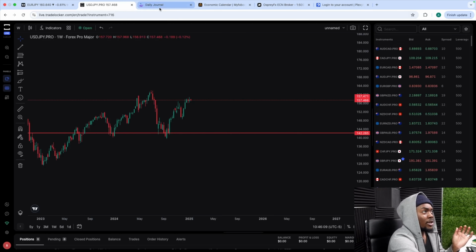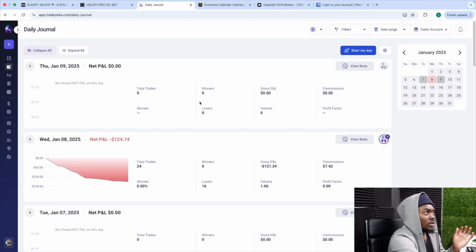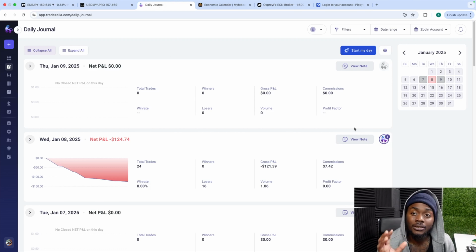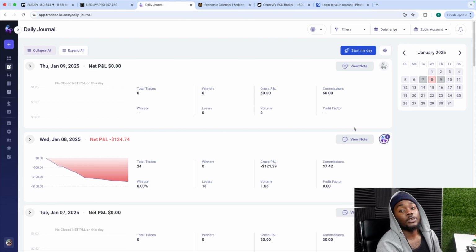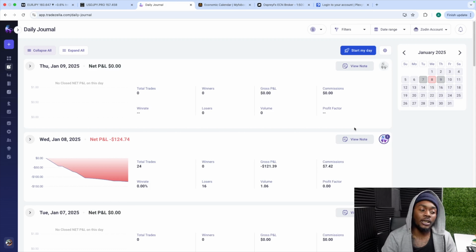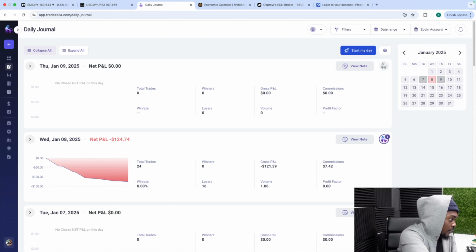The third platform I use when trading is going to be TradeZilla. TradeZilla is basically where I journal all of my trades. TradeZilla. I gotta say it 3 more times because I need you guys to understand. I also gotta be looking at you when I'm saying this. TradeZilla is how you document your trading journey.